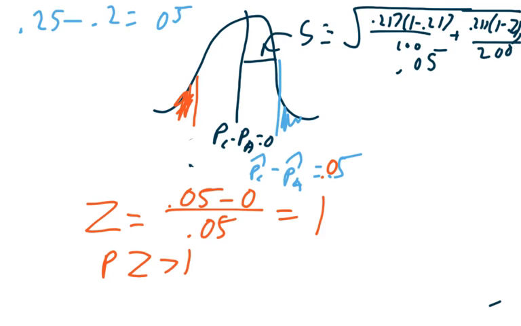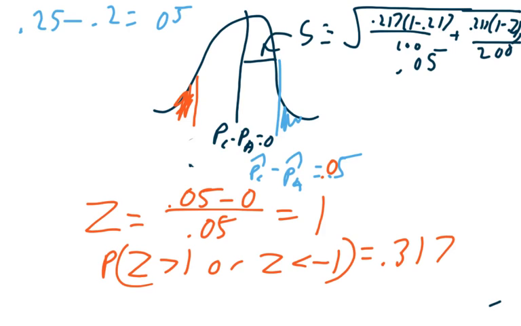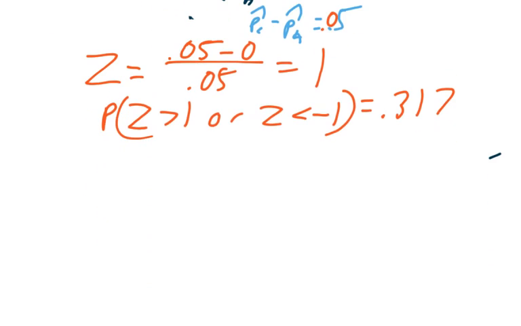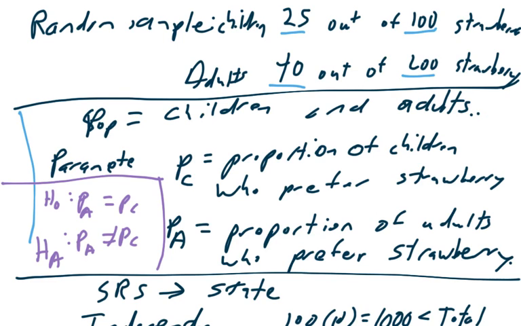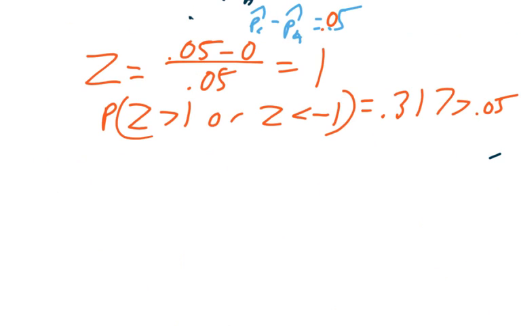Probability Z is greater than 1, or Z is less than negative 1, is 0.317 after I multiply it by 2, which is bigger than 0.05. Alpha equals 0.05. See, it's good to be able to go back and put that stuff in.